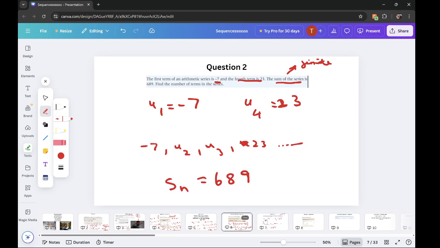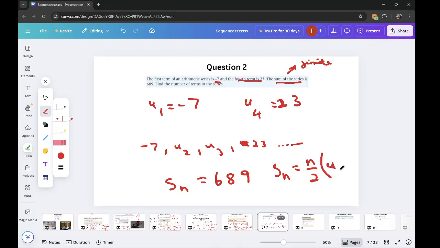So for the equation that we were looking at before, S of n is equal to n over 2 times u1 plus un. You have only u1 over here. You don't know what n is, as it says the sum of the entire sequence. This means the entire sequence sums to 689. You don't know how many terms are in that arithmetic sequence, and not only that, you don't even know the value of the last term in that sequence. So you cannot use this formula.